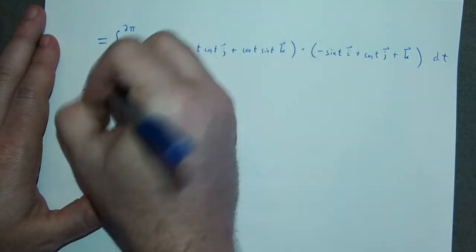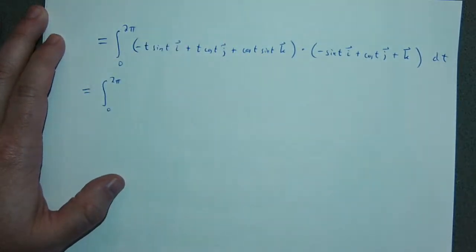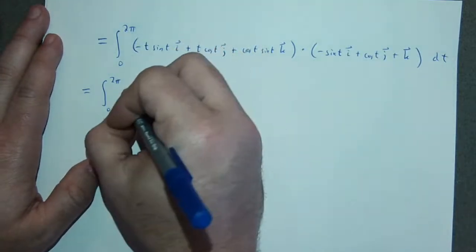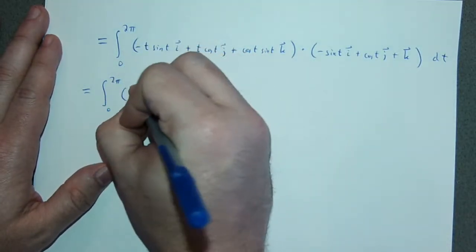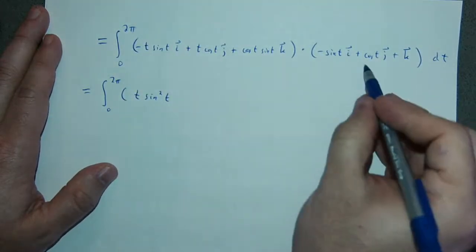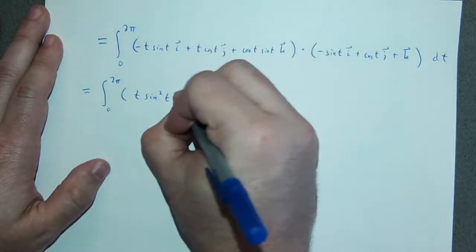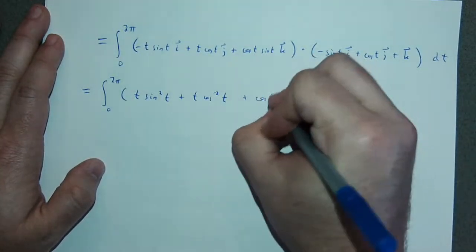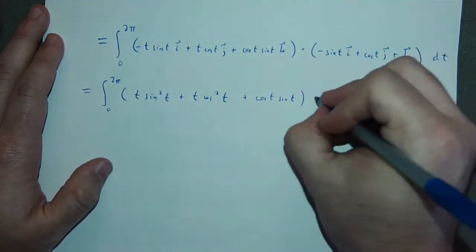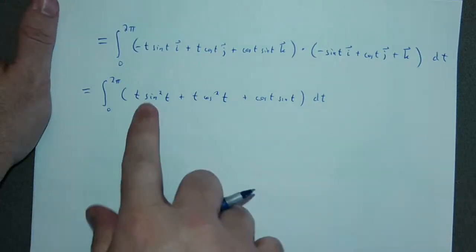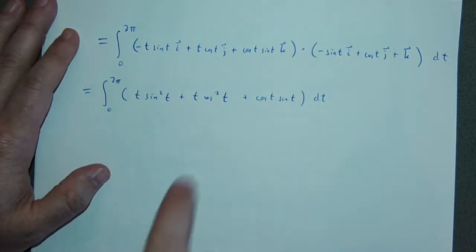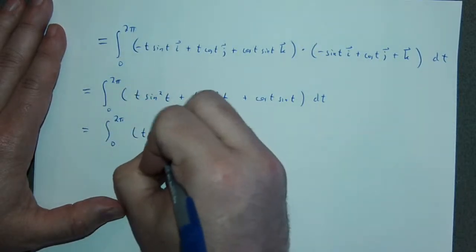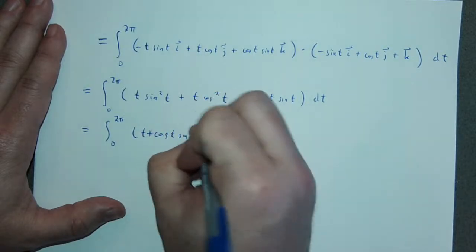Okay, so when I work through this and simplify, what do I get? I have the integral from 0 to 2 pi of t sine squared t plus t cosine squared t, plus cosine t sine t times 1, and I integrate that with respect to t. Now again, I don't go ahead and start doing this because here I can make this much simpler by recognizing the Pythagorean identity. Cosine squared t plus sine squared t is 1, so this is just t. So this is the integral from 0 to 2 pi of t plus cosine t sine t dt.